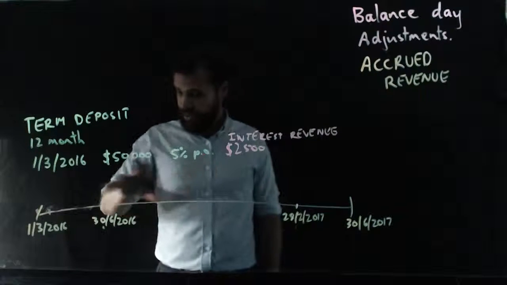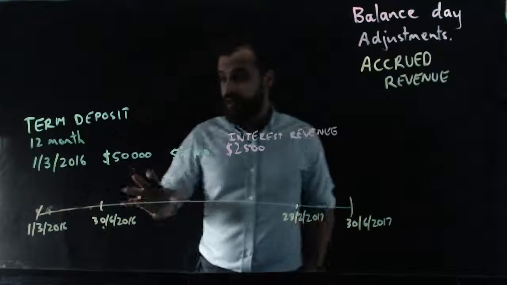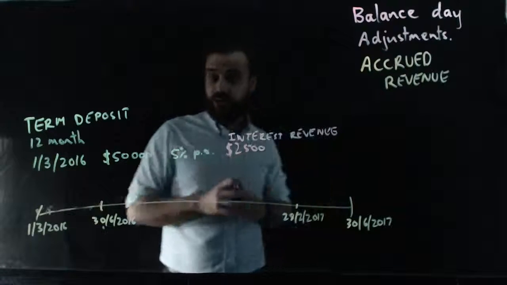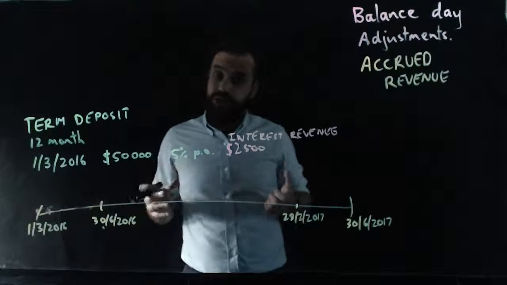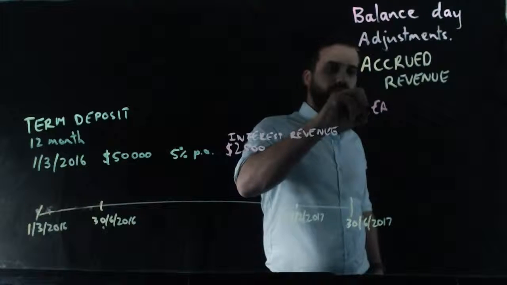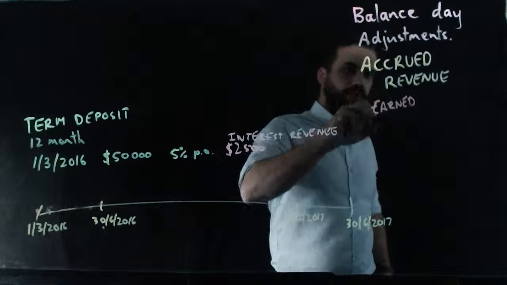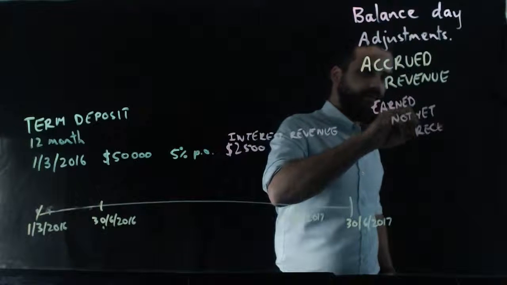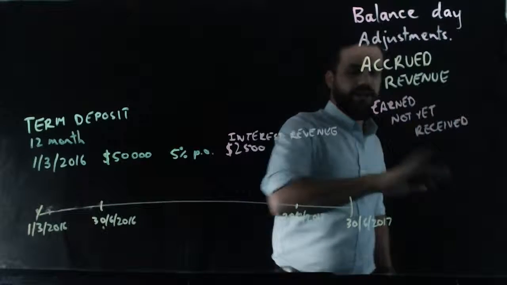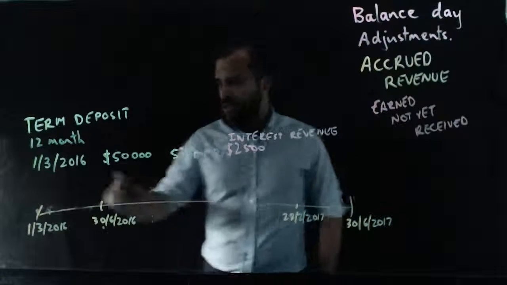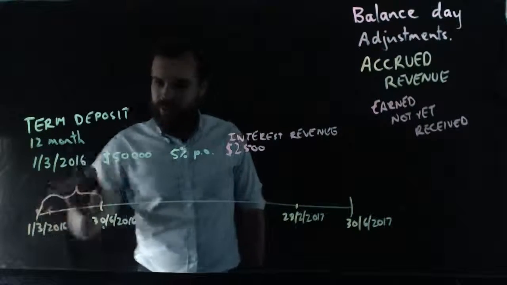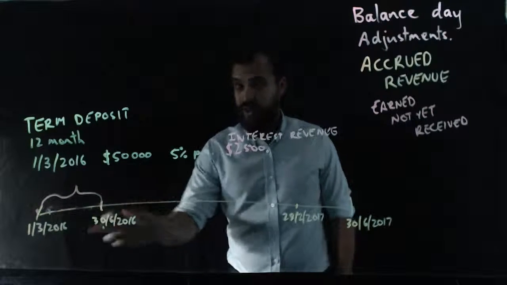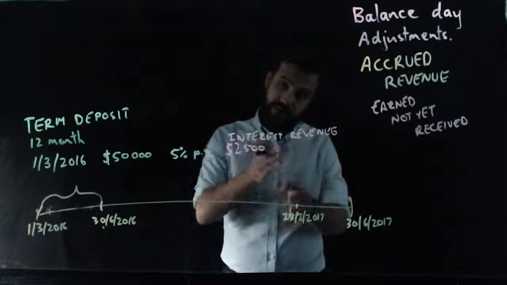Now, the issue that we face is that accrued revenue is revenue that we've earned but not yet received. Earned, not yet received. Important idea. So in this case, you can see that we have earned some interest revenue from the 1st of the 3rd to the 30th of the 6th, 2016, but we haven't received it yet. We're not going to receive it till this point.